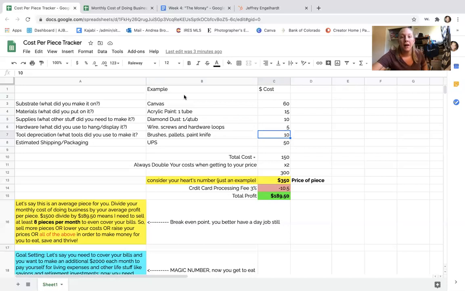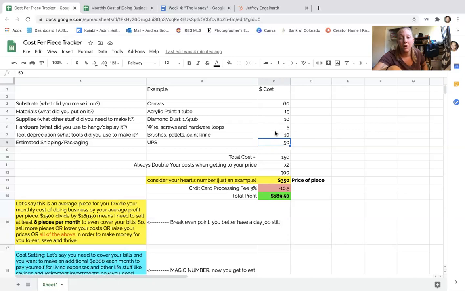Then, how big is this canvas? What's it going to cost you to ship it? All right, now think about this. You're probably not shipping to Alaska or Hawaii. You're probably not shipping internationally. So what is the largest cost that it would cost you to ship it to the farthest away state? Really consider that. Maybe it's more than 50, but you need to do some research here. You need to think about this number.